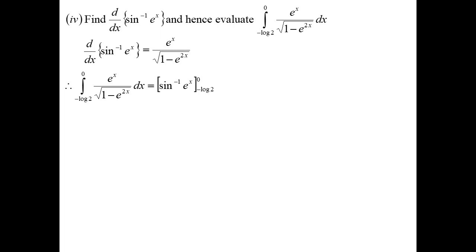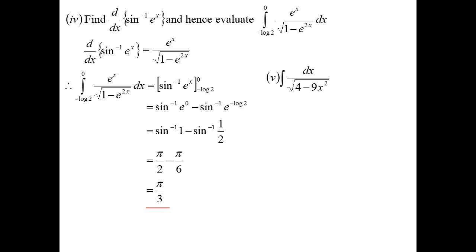So when I integrate, I get inverse sine of e to the x, sub in the 0, sub in the minus log 2. E to the power of 0, well, that's straightforward. Anything to the power of 0 is, of course, 1, well, except 0 to the power of 0. E to the minus log 2, bring the minus in, so that's the same as log of a half, then e to the log cancels. We're now looking at inverse sine of a half. Inverse sine of 1 is pi on 2. Inverse sine of a half is pi on 6. We get pi on 3.